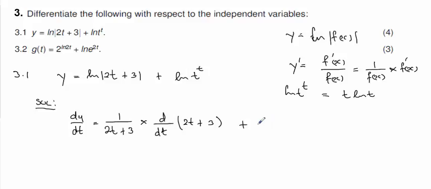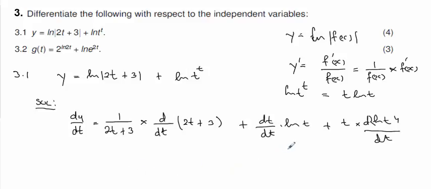In this case, it will be 1 for the derivative of t with respect to t. So maybe let me write it that way so that this is explicit. In this case here, we'll be differentiating t with respect to t and multiplied by ln t, plus, in other words, applying the product rule now, plus t multiplied by the derivative of ln t with respect to t.